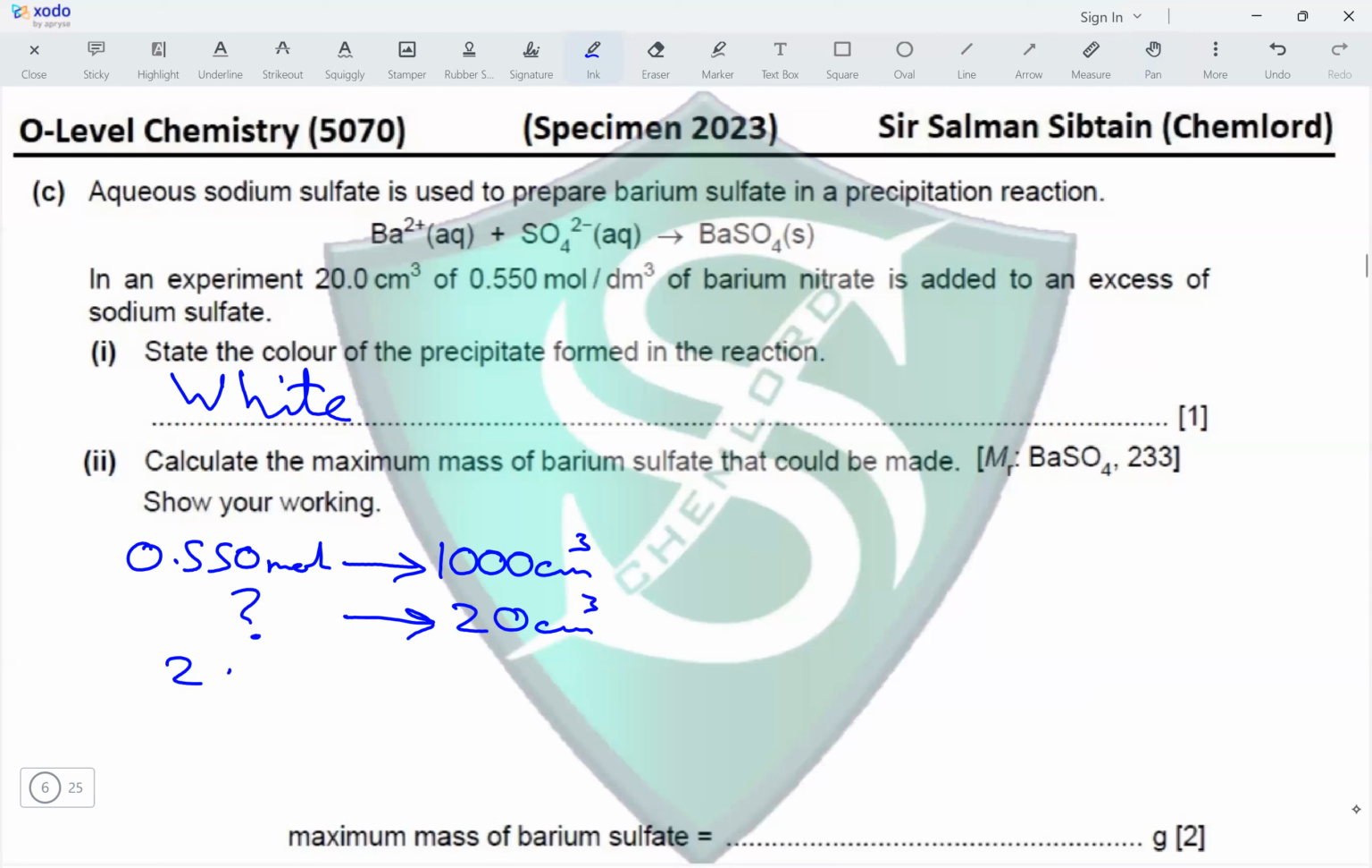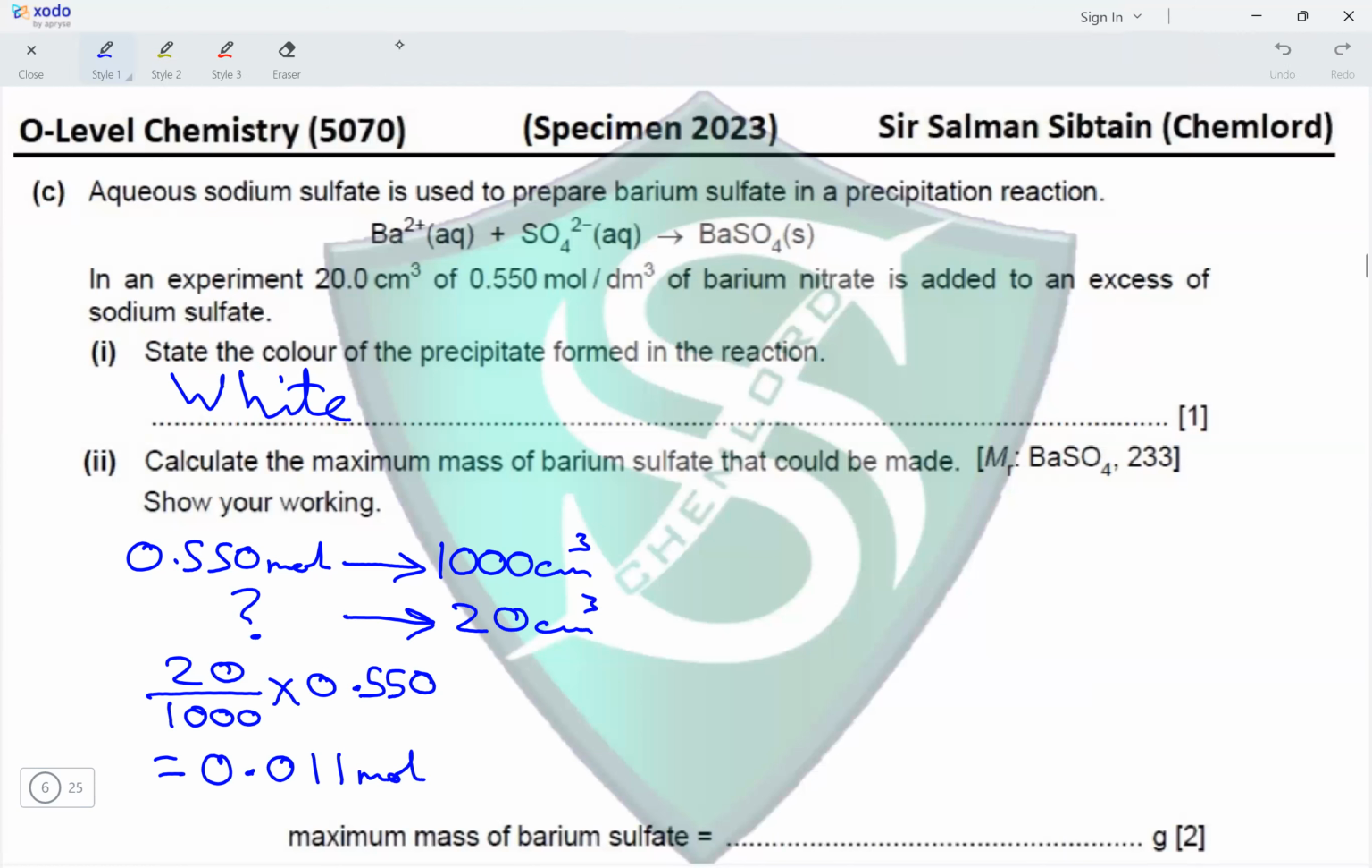This would be 20 upon 1000 times 0.550, which will give us a value of 0.011 moles. So now we have found the moles of barium nitrate that react, which is equal to the moles of barium that react.